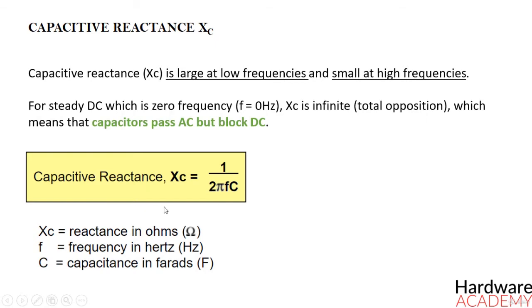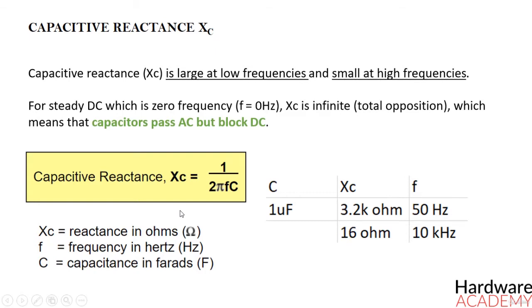Now, for example, a 1 microfarad capacitor has a reactance of 3.2 kilo ohms for a 50 Hz signal, but when the frequency is higher at 10 kHz, its reactance is only 16 ohms. As you can see, as the frequency applied to the capacitor increases, its effect is to decrease its reactance. Likewise, as the frequency across the capacitor decreases, its reactance value increases.